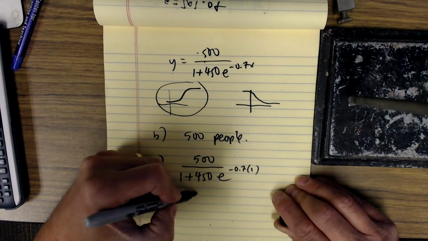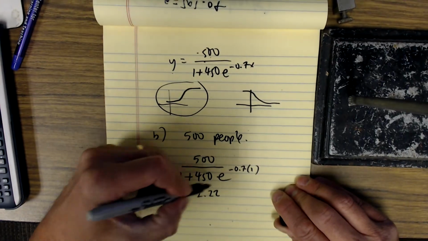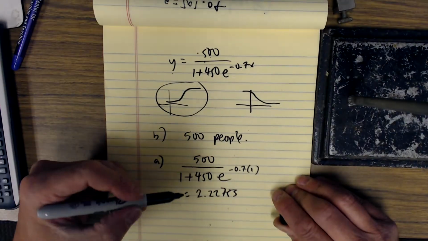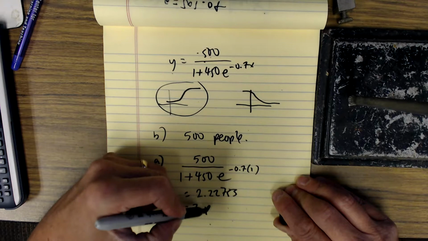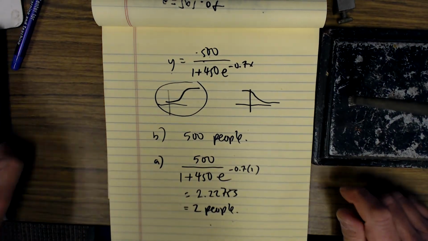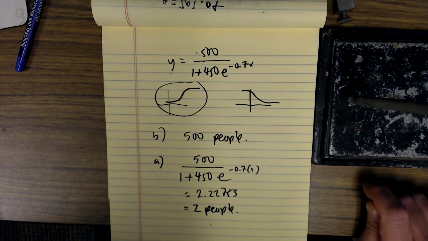And I get 2.22753. And it asks us to round to the nearest whole number, so that would be 2 people. There we go. So that's fairly easy, isn't it? So logistic functions are very good population models.